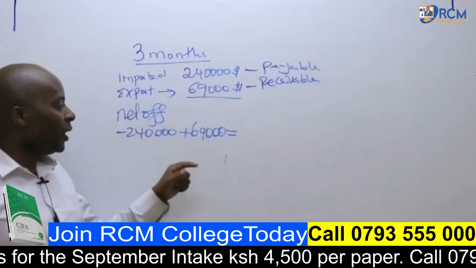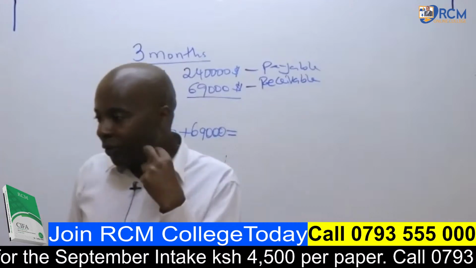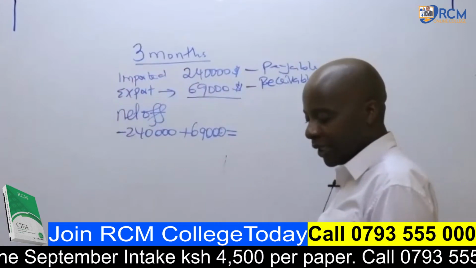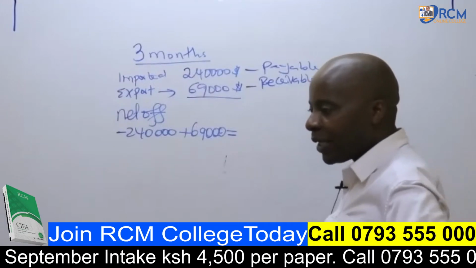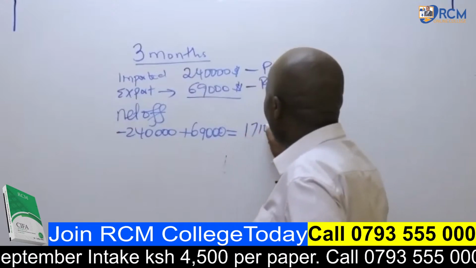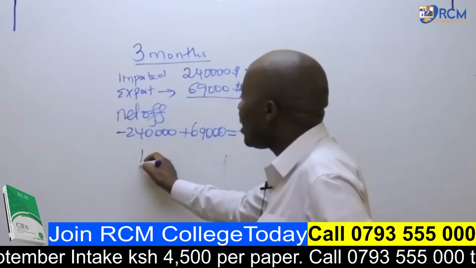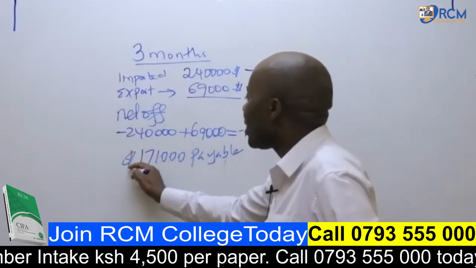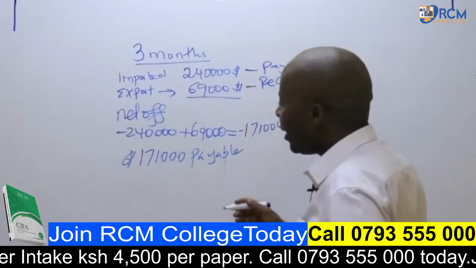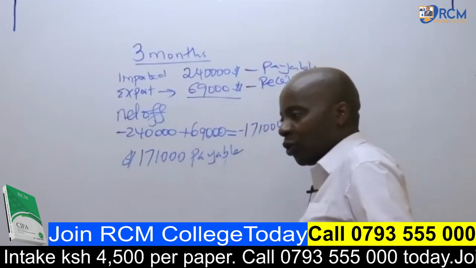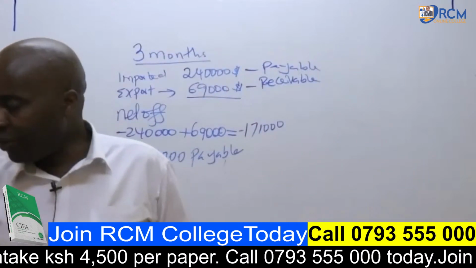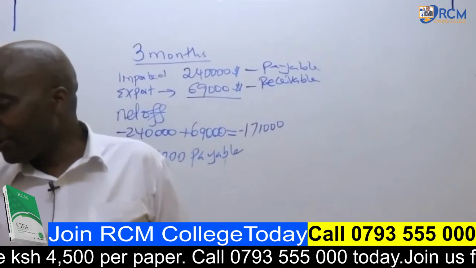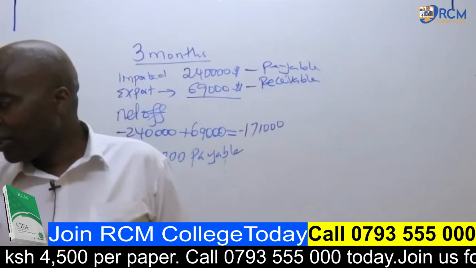So could you kindly give me this answer? What do we have here, somebody? 171,000 negative, meaning that this is 171,000 net payable. These are dollars, 171,000 net payable because of the negative. It shows that at the end of the day, we shall be required to pay. It's a net payable.